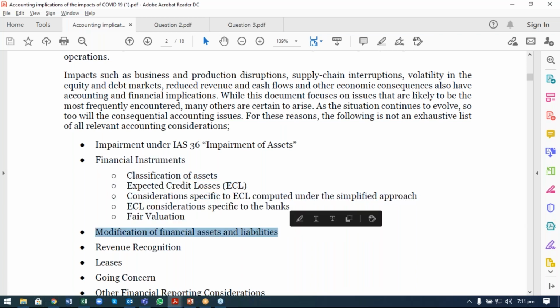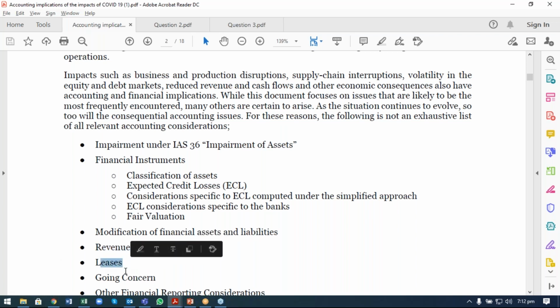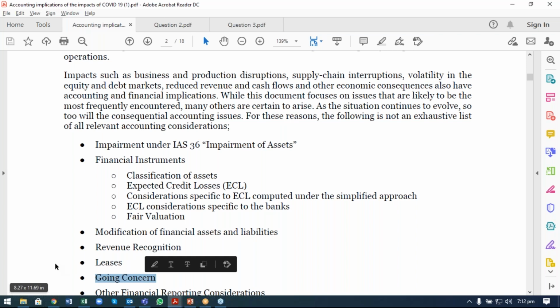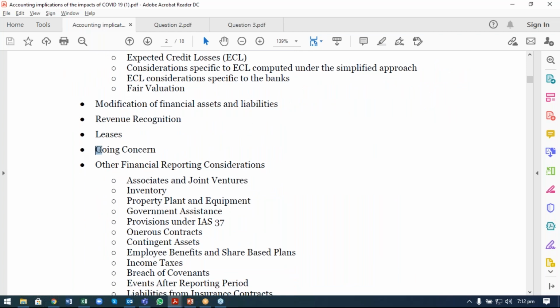Modification of financial assets and liabilities: in the same way, COVID-19 might have impacted a few financial assets or liabilities, which you now need to recognize in another category. Revenue recognition criteria, leases: you might have rescheduled your leases. COVID-19 might have impacted the going concern of many businesses. Now, if the going concern was impacted, the business is not able to provide the financial statements on a going concern basis. Now, the business has to provide its financial statements on a breakup basis.